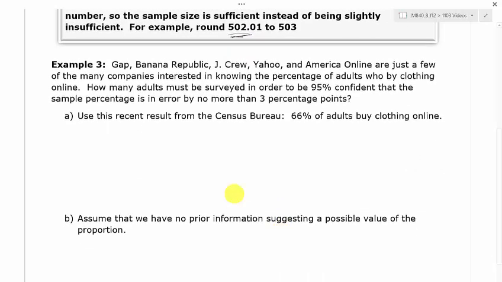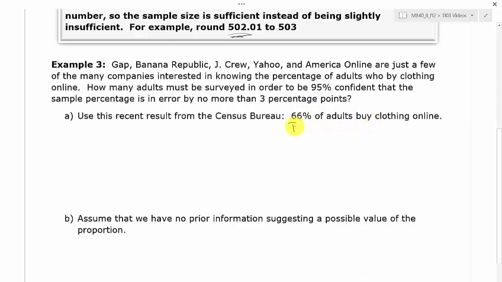So let's take a look at an example. Gap, Banana Republic, J.Crew, Yahoo, and America Online are just a few of the many companies interested in knowing the percentage of adults who buy clothing online. How many adults must be surveyed in order to be 95% confident that the sample percentage is in error by no more than 3 percentage points? We want to use this recent result from the Census Bureau that 66% of adults buy clothing online.